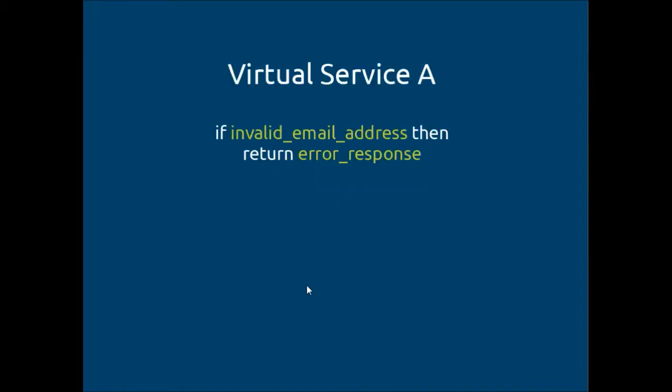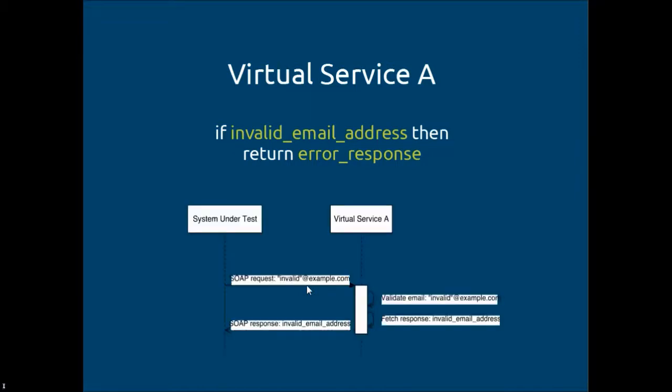An example would be an error response scenario. Let's look at a virtual service that validates an email address for us. We have our system under test and we have our virtual service. The system under test sends a request with an invalid email address to the virtual service. The virtual service validates that email address and fetches an invalid email address response, which it sends to the system under test. Please notice that there is logic in the virtual service that knows how to validate an email address. This is replicating the behavior of the real system.